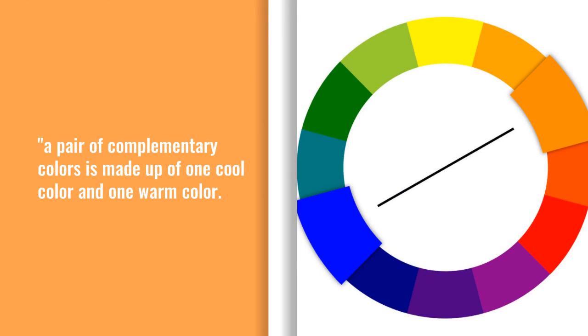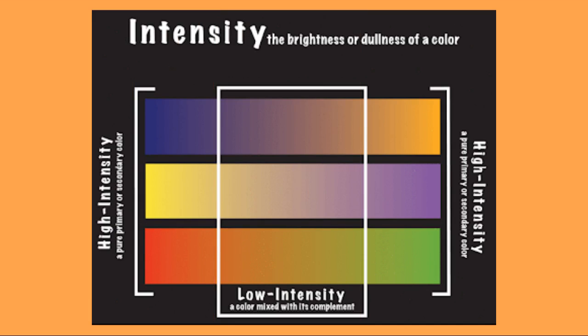One thing you will notice is a pair of complementary colors is typically made up of one cool color and one warm color. Mixing a color with its complement neutralizes a color, resulting in a low-intensity version of a color, often called tones.